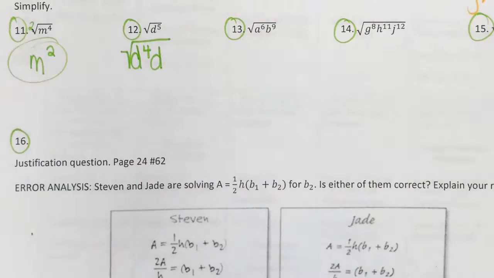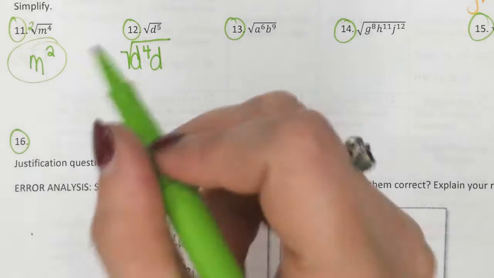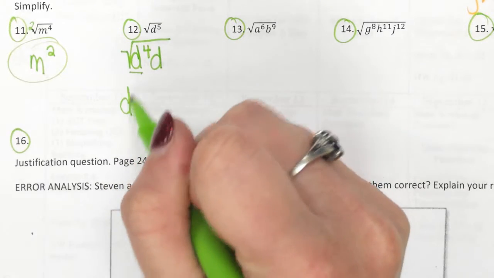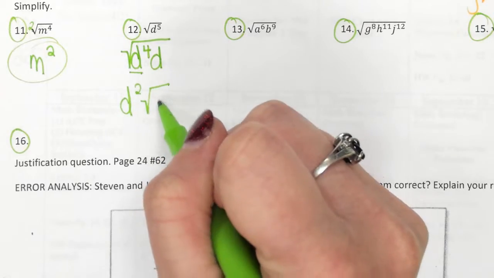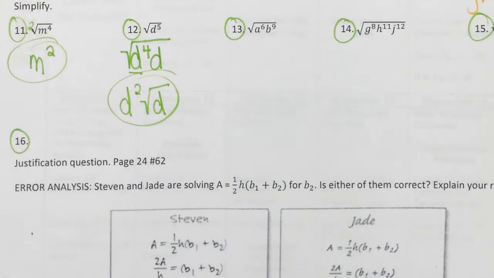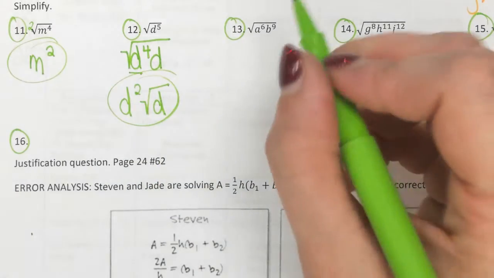There you go. Because remember, when you multiply the bases, you add the exponents. You remember that from Algebra 1 Geometry? So this gets to come out as d to the 2. Yep. Square root of d. Yep. There you go.